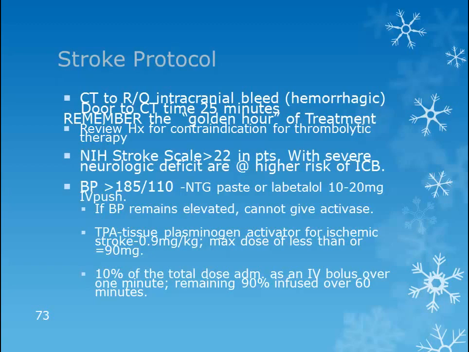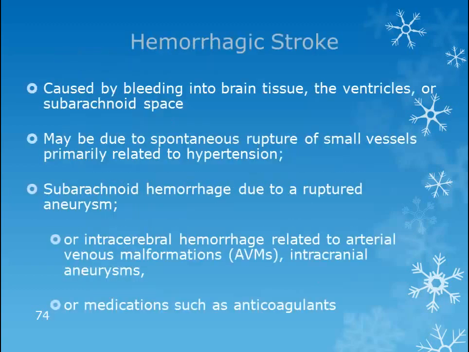TPA or tissue plasminogen activator for ischemic stroke should be given at a dose of 0.9 milligrams per kilogram. The maximum dose is less than or equal to 90 milligrams. 10% of the total dose is administered as an IV bolus over 1 minute. The remaining 90% is infused over 60 minutes.